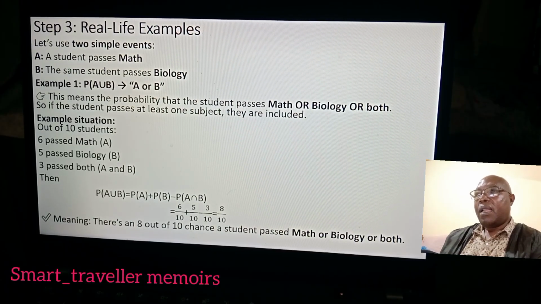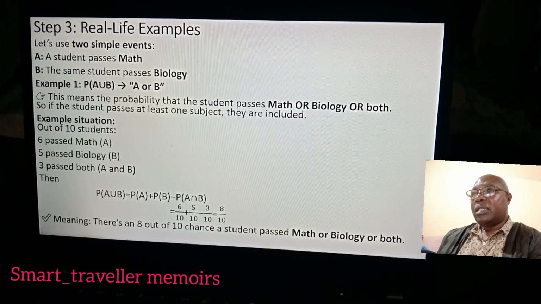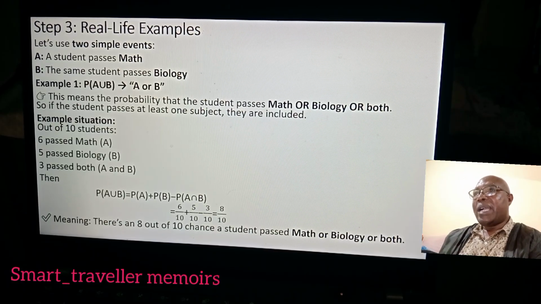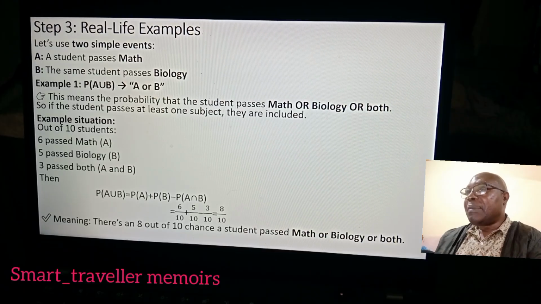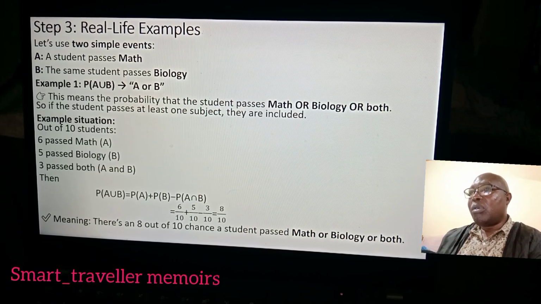So, A represents a student who passes maths, and B, the same student passes biology. Example 1: probability of A union B implies A or B. This means the probability that the student passes maths or biology or both.